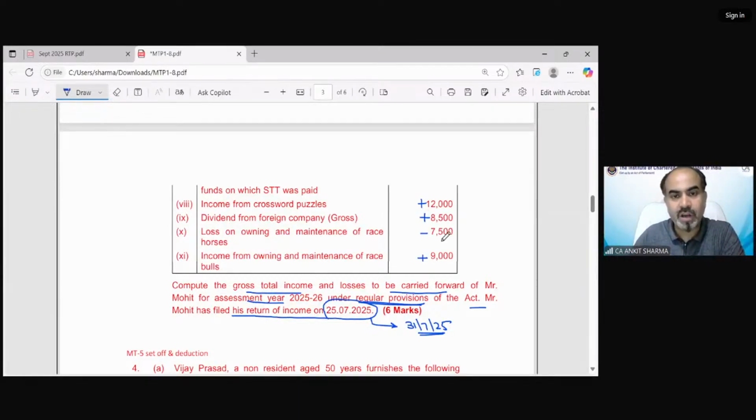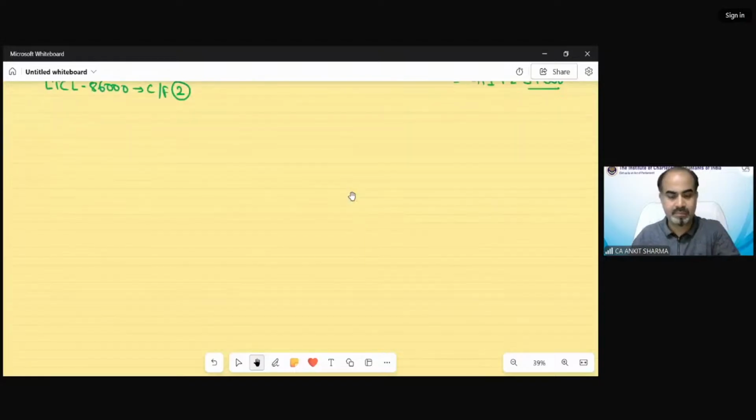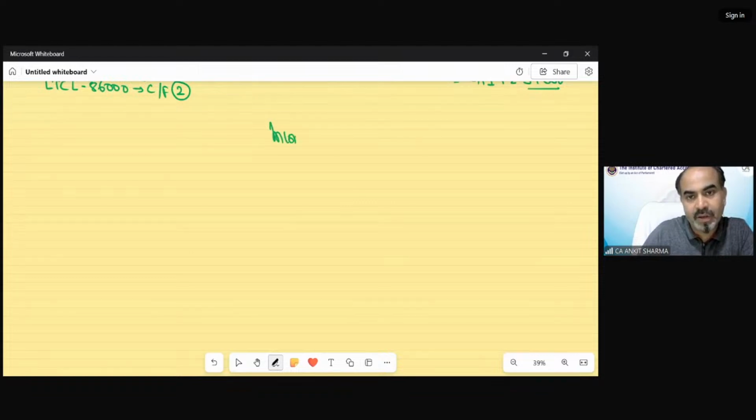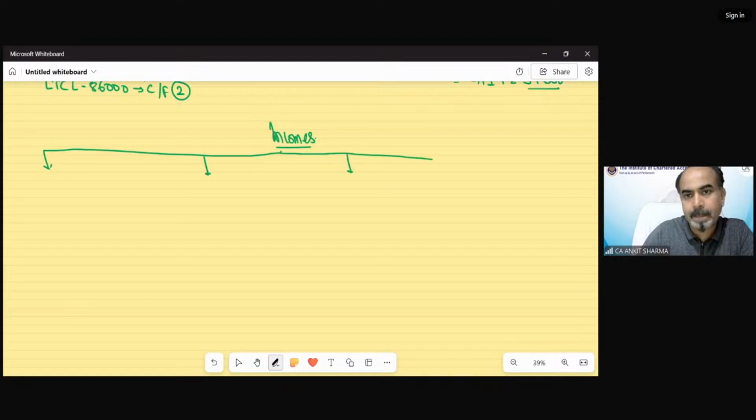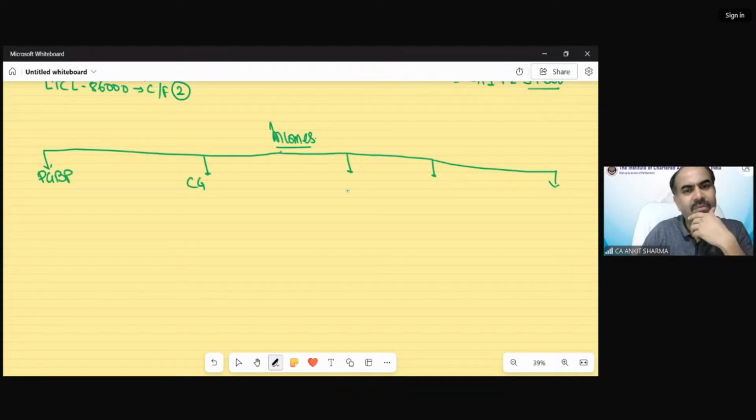Now we need to solve this question in our format. There is a very interesting thing in this question. I will show you. Incomes. First of all, income from salary has been given. So this is my PGBP. This is my capital gain. This is my house property. This is my salary. This is my income from other source.